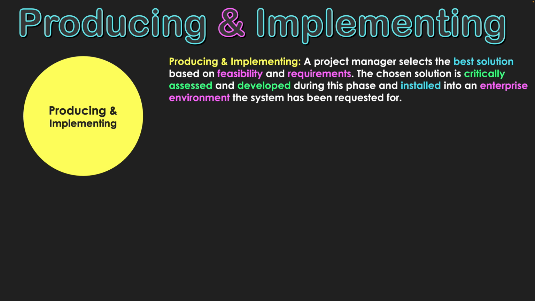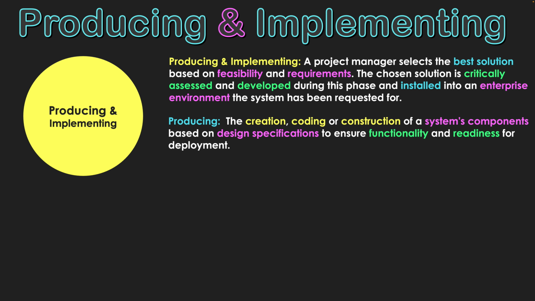So at this stage, a project manager selects the best solution based on feasibility and requirements. And that was all done in the previous stage, okay, of designing and planning. The chosen solution is critically assessed and developed during this phase and installed into the environment the system has been requested for. So we know what idea we're going to go ahead with, but we still need to make sure, okay, with our clients and with our users that it's going to meet their requirements. All right, so there is a lot of project management still happening and tweaking of our idea to ensure it suits their actual needs, but also will work well once it's actually installed into their working environment.